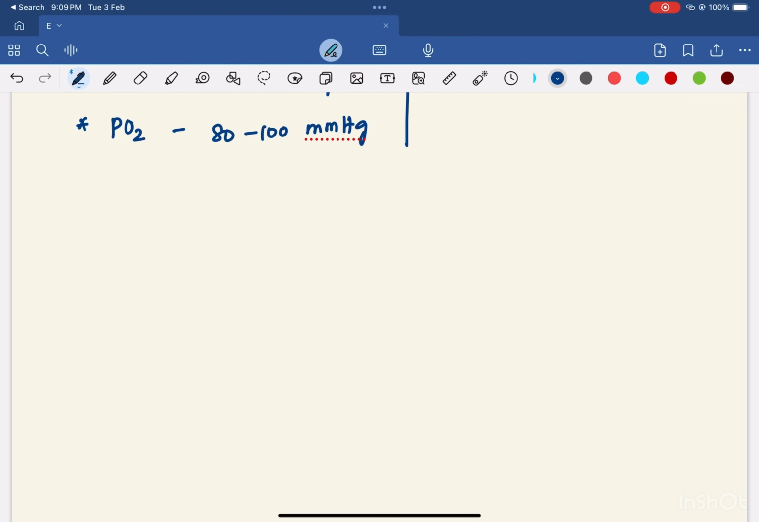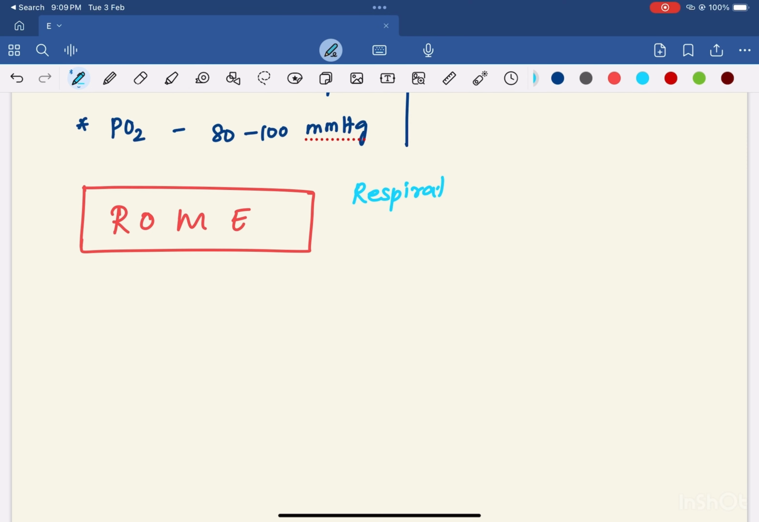Next, anion gap is 12 plus or minus 4, which is 8 to 16 milliequivalent per liter. Now I want you guys to remember a trick called ROME. R is respiratory. So respiratory is opposite, and metabolic, M. Metabolic is equal.